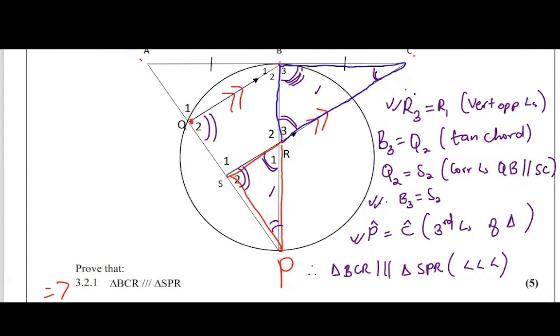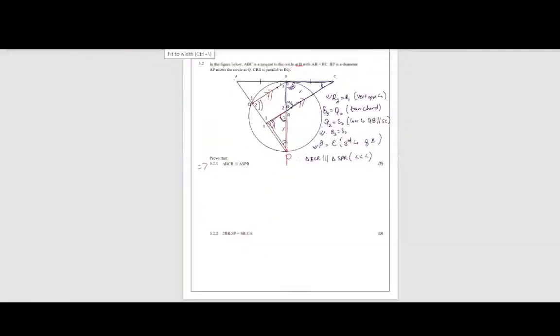Okay. And then 3.2.2. They are asking us to prove that 2RB times SP is the same as SR times CA. Okay, 2RB times SP is that and that and that.